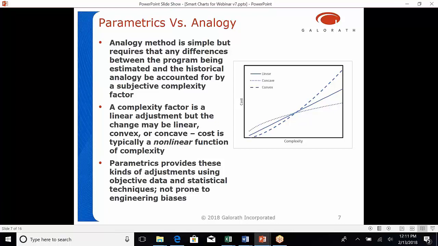Parametrics provides these kinds of adjustments using objective data and statistical techniques. It's not prone to engineering biases. It's not dependent upon the assumption of linearity, which, as you can see from what we talked about, is a very highly suspect assumption and not true most of the time.